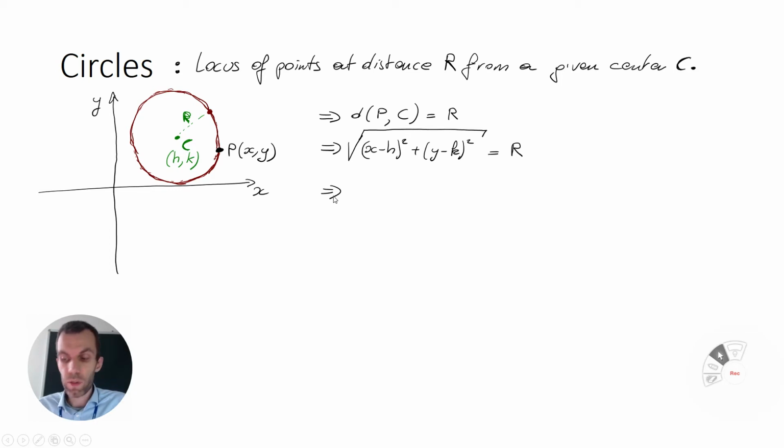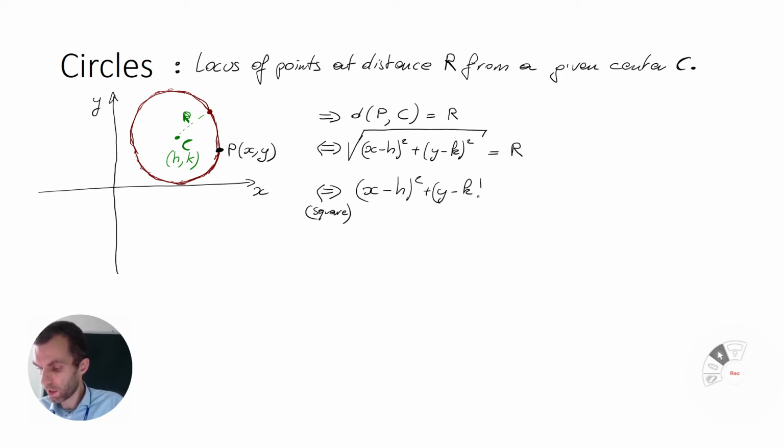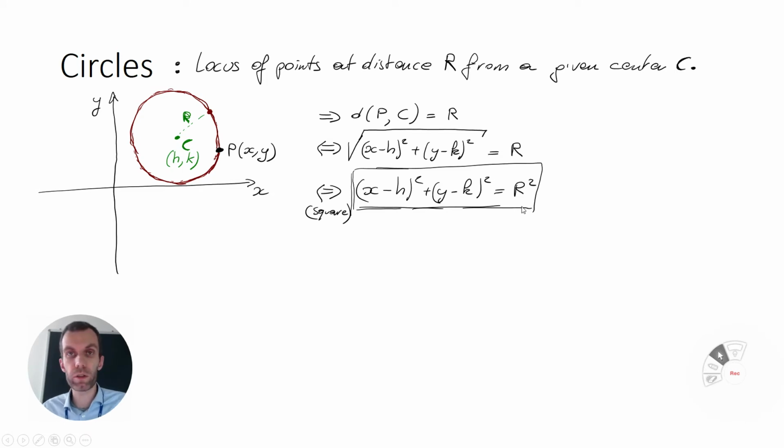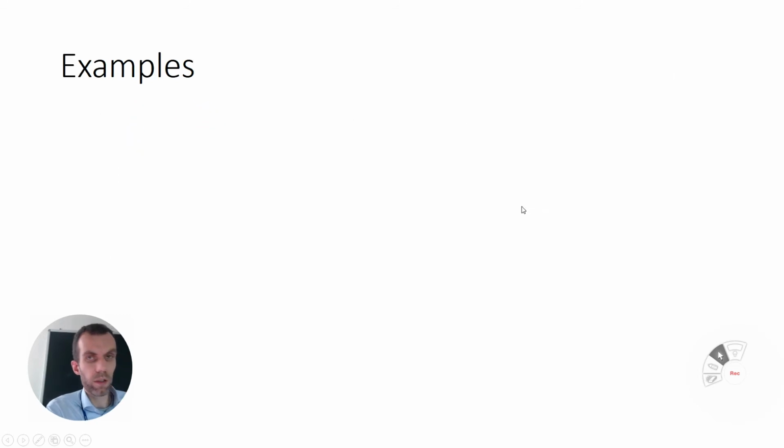And now to get rid of that square root, we will take the square, so square both expressions to get x minus h squared plus y minus k squared is equal to r squared. This is also a very important equation. When you want to deal with circles, you're going to encounter this equation in some way, shape, or form. So let's look at a couple of examples to get some idea of how this works.